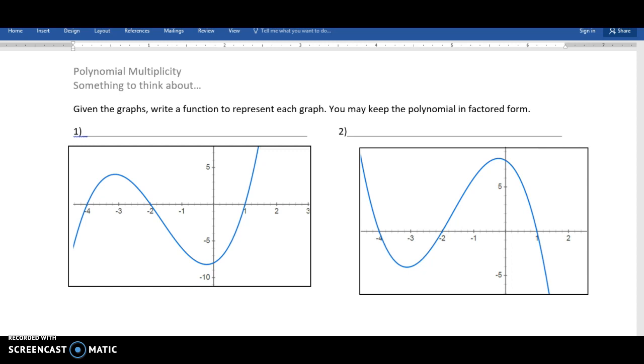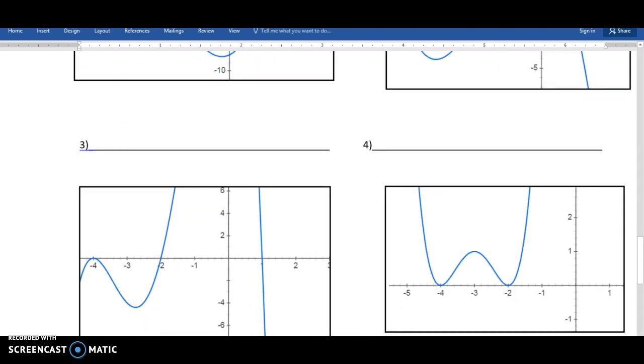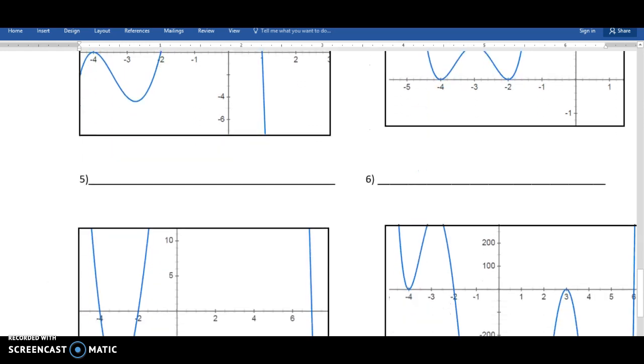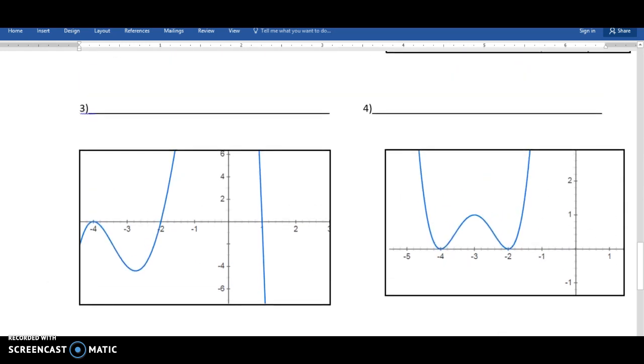Good. Let's do number 3. How many x-intercepts do we have? I only see 2. Yeah, but it bounces. Doesn't matter. How many x-intercepts do we have? Oh my. 3. So we go y equals, and then 3 factors. Okay, what is this factor? X plus 4 would be the factor. But how many x plus 4s are there in order for it to bounce? So we will square it.